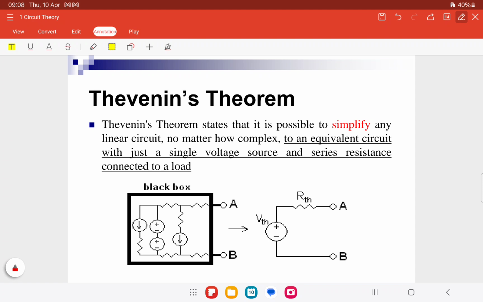Okay. Alright. So back to here, Thevenin's theorem. What is it? What are the quizzes?